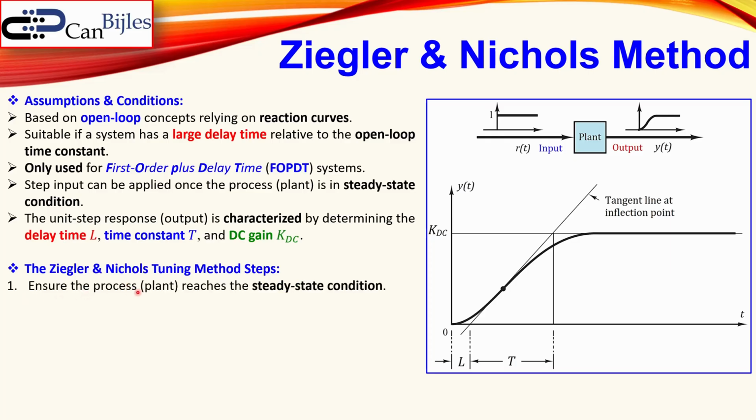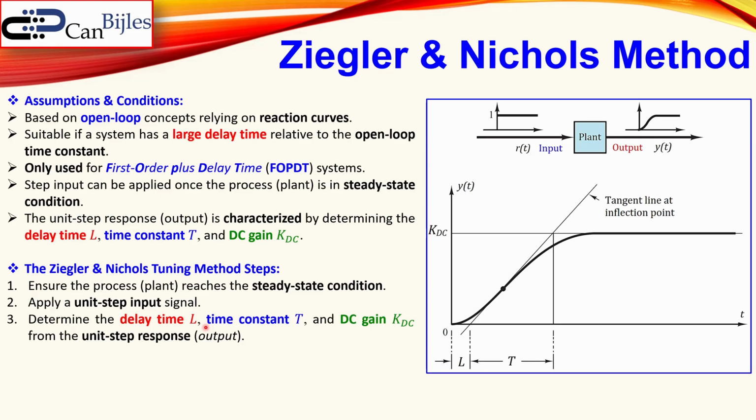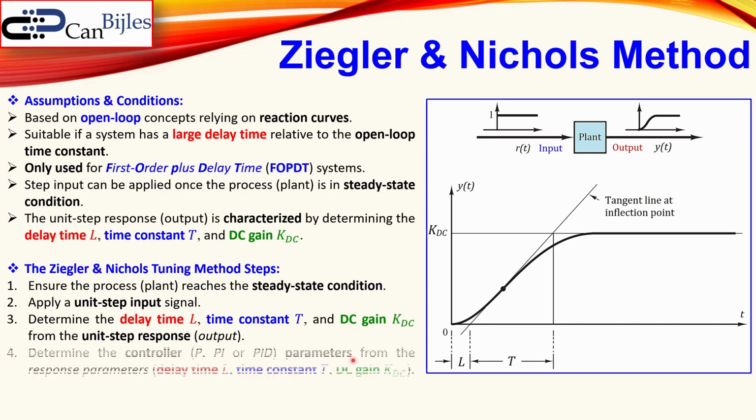Now the tuning steps for this Ziegler Nichols method are the following. Ensure that the process reaches a steady state condition. That is very important in practice. Apply a unit step input signal for that, and then determine the delay time, time constant, and the DC gain. From there you can choose for yourself if you want to design a P, PI, or PID controller using the parameters here.